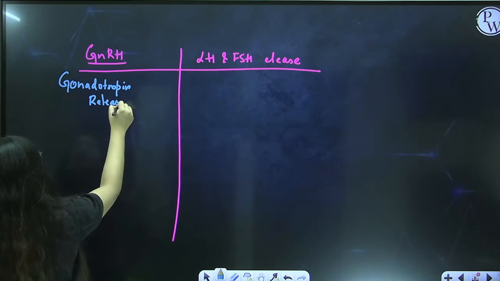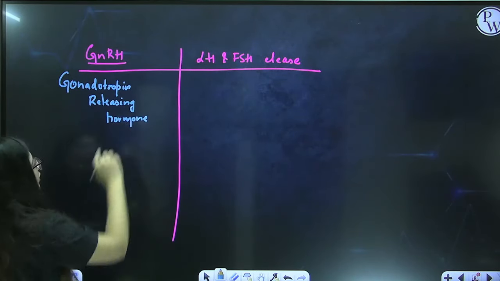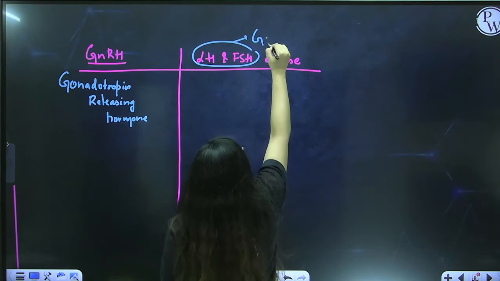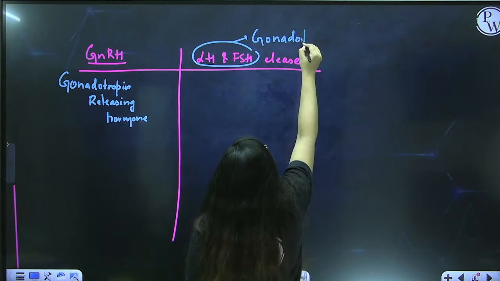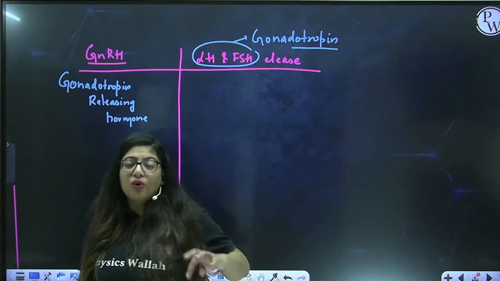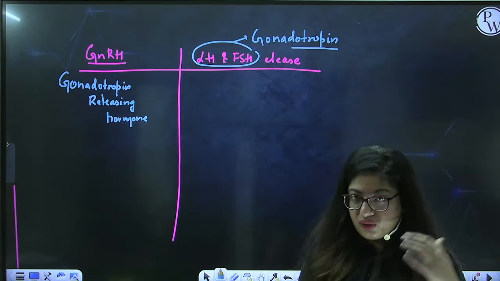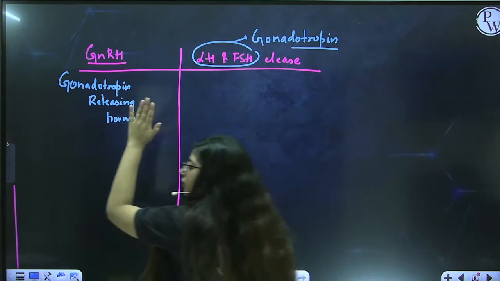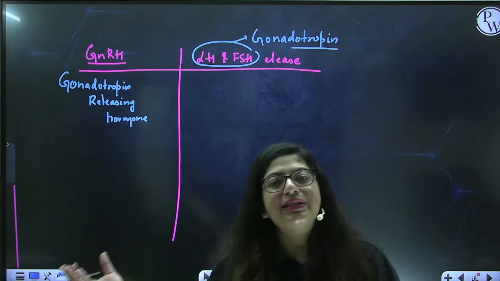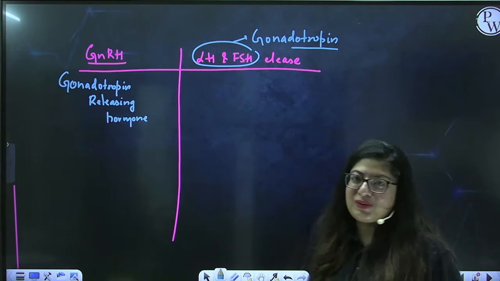This is secreted by the hypothalamus, and this will lead to the release of LH and FSH. LH and FSH are collectively known as gonadotropins. Gonads are testes and ovaries, right? And tropin means growth. So they lead to the growth of gonads, so collectively they are known as gonadotropins. This hormone leads to the release of gonadotropins, so that's why its name is gonadotropin releasing hormone. Fine, guys? So from here you get an introduction to the hormones of the pituitary.